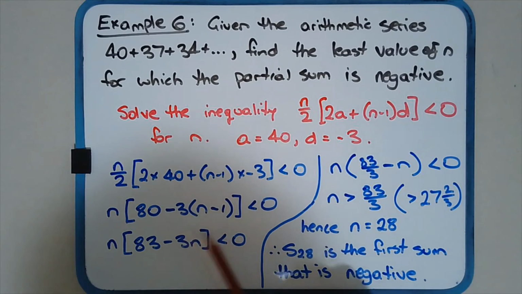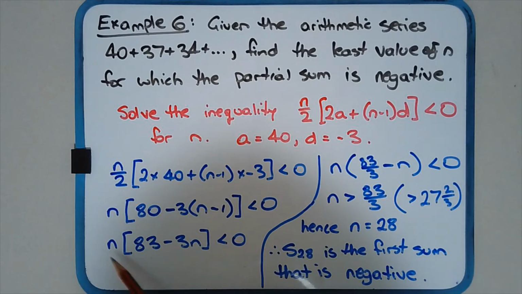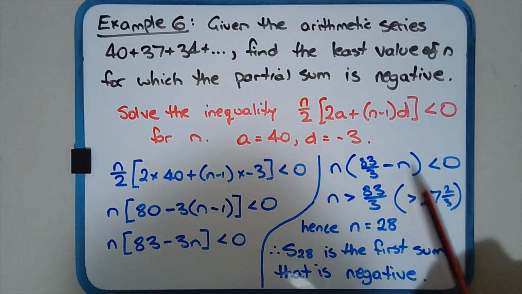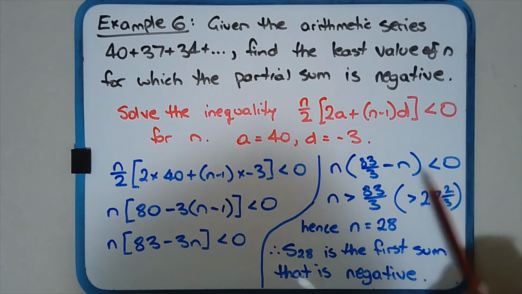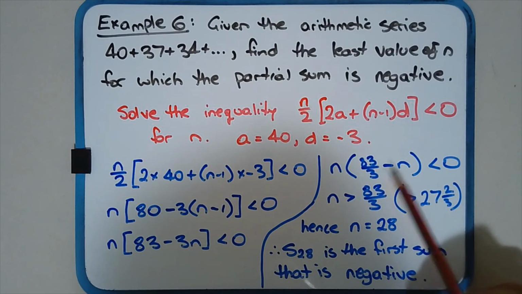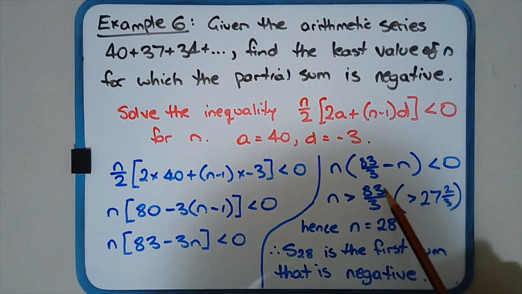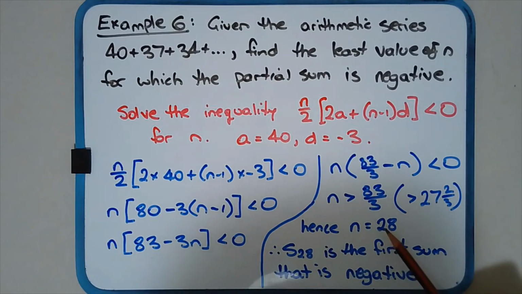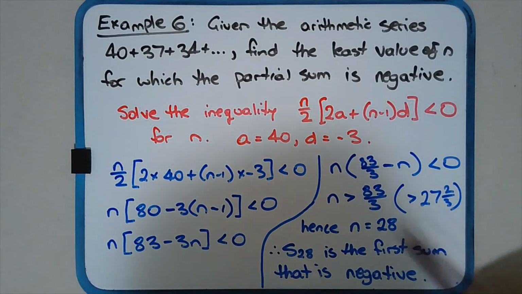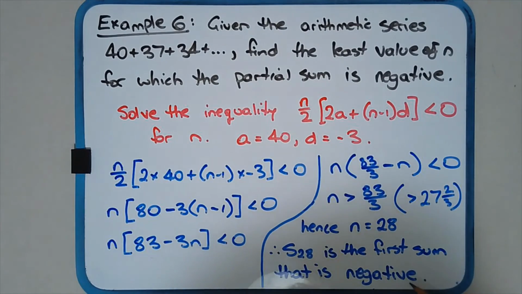Now expanding the inner bracket there, we have n outside of (83 minus 3n) less than 0. And if we divide everything by 3, we have n outside of (83 over 3 minus n) less than 0. So therefore, n has to be greater than 83 over 3 or greater than 27 and 2/3. Hence, the first integer that's greater than 27 and 2/3 is 28. So therefore, S28 is the first sum that is negative.